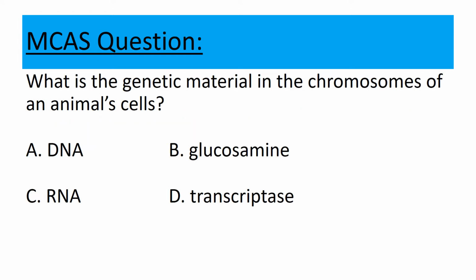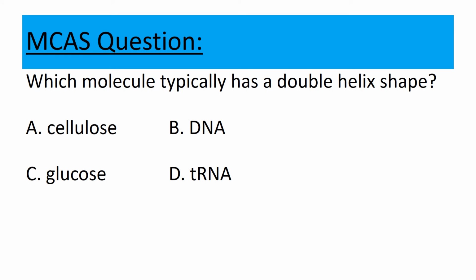What is the genetic material in the chromosomes of an animal cell? A, DNA. Chromosomes are made out of DNA. This is true in all living things. Viruses sometimes have RNA instead of DNA, but viruses aren't alive. So if we're talking about the chromosomes in living things, we're always talking about DNA. This is another easy one. Which molecule typically has a double helix shape? DNA.